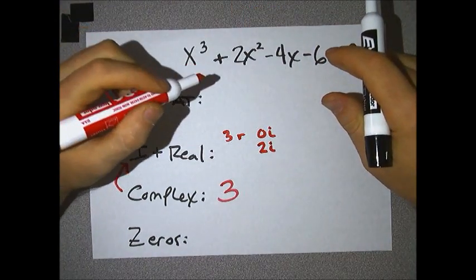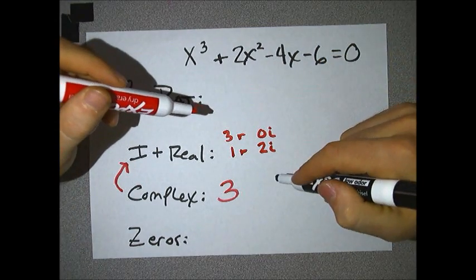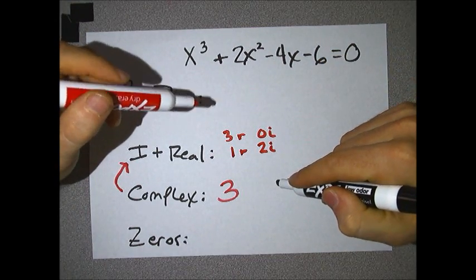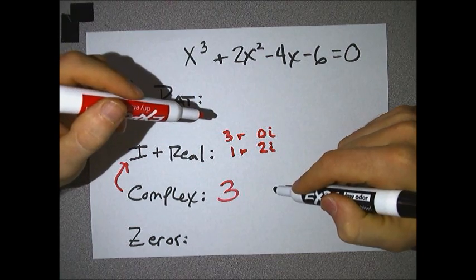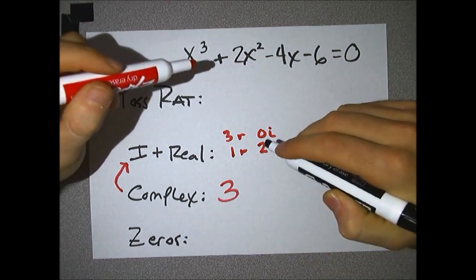If I have 2 imaginaries, how many reals do I have? 1. Can I have 3 imaginaries? No, because they occur in groups of 2. Can I have 4 imaginaries? No, because I have a total of how many answers? Okay, so I wrote all the combinations out.